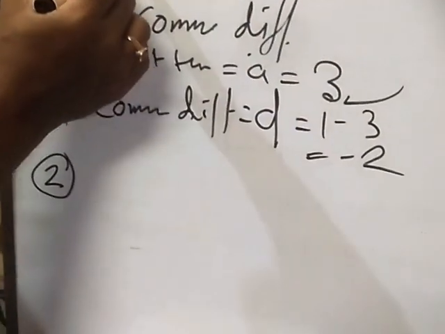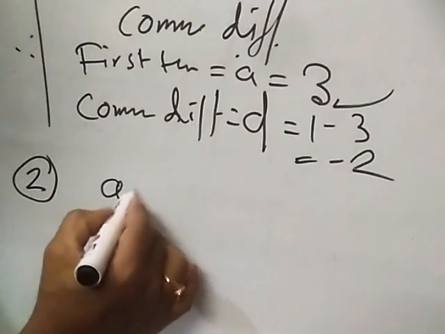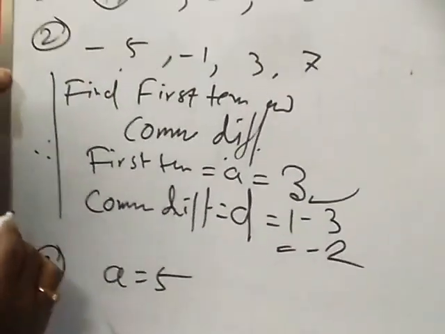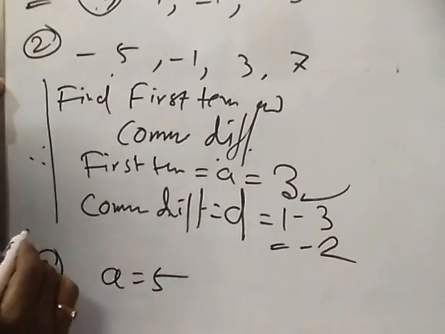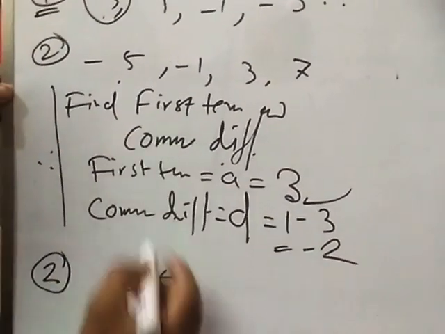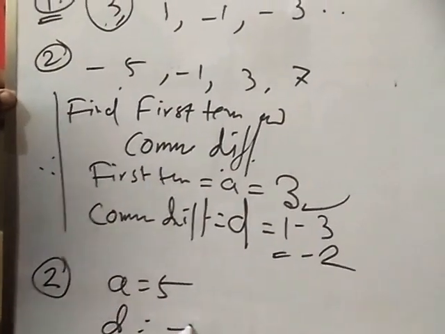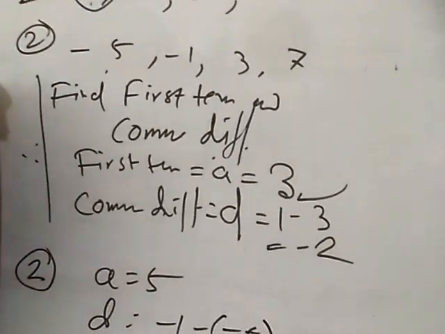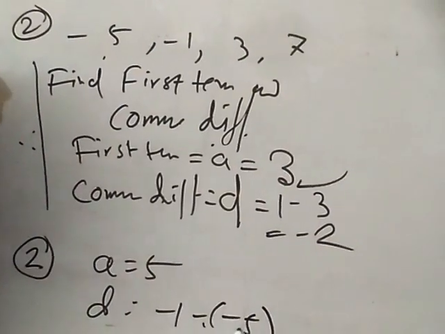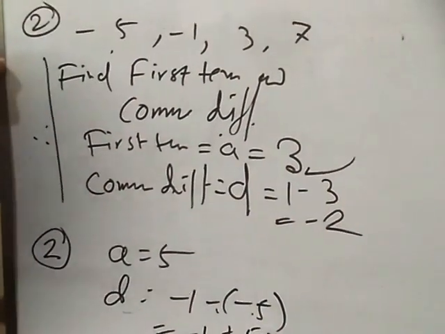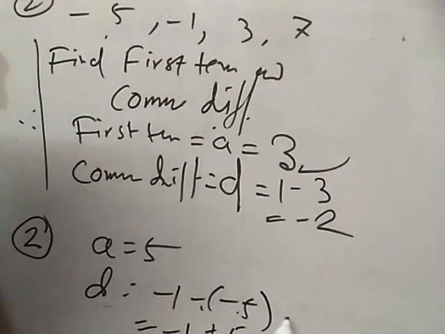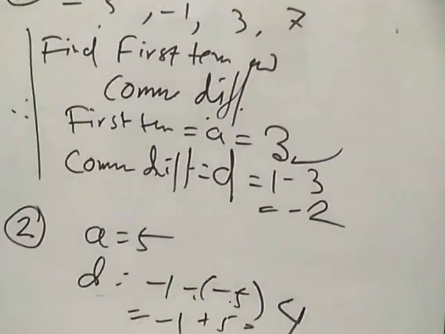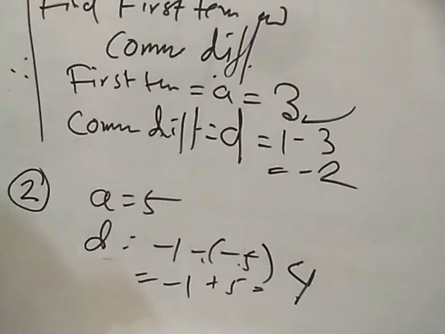Here the first term is 5. So a equals 5. What is the common difference? d equals minus 1 minus (minus 5). Minus, minus makes plus. So this comes out to what? 4. Everybody got it? Okay.